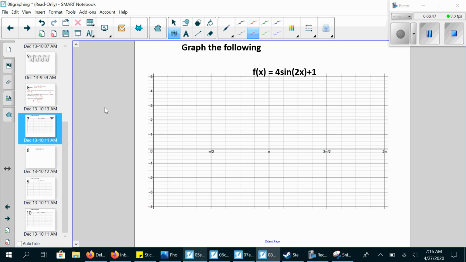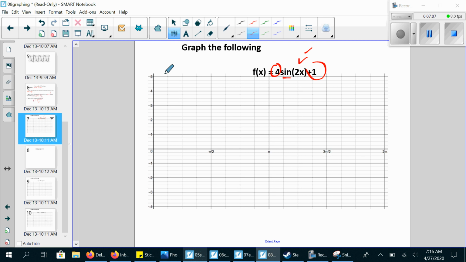So I have a midline of 1. I have an amplitude of 4. I have a frequency of 2, and I know I have a sine function, which means that I'm starting at the midline, and it is a positive sine function, so it's going to start at the midline and go up to the max.